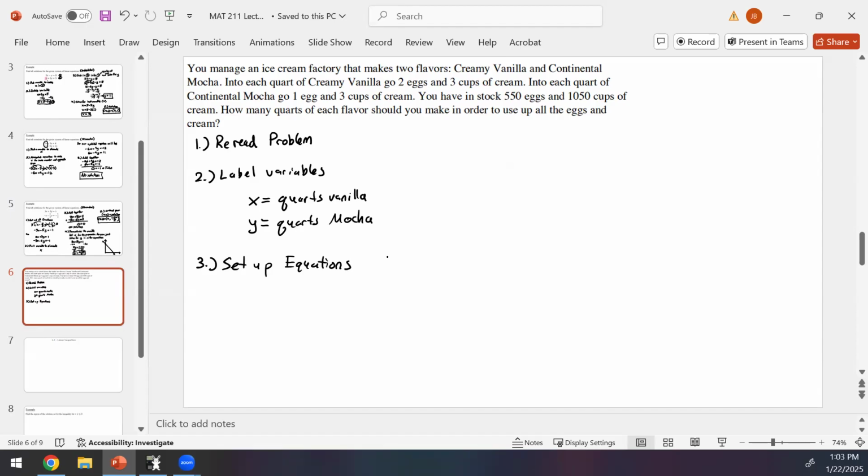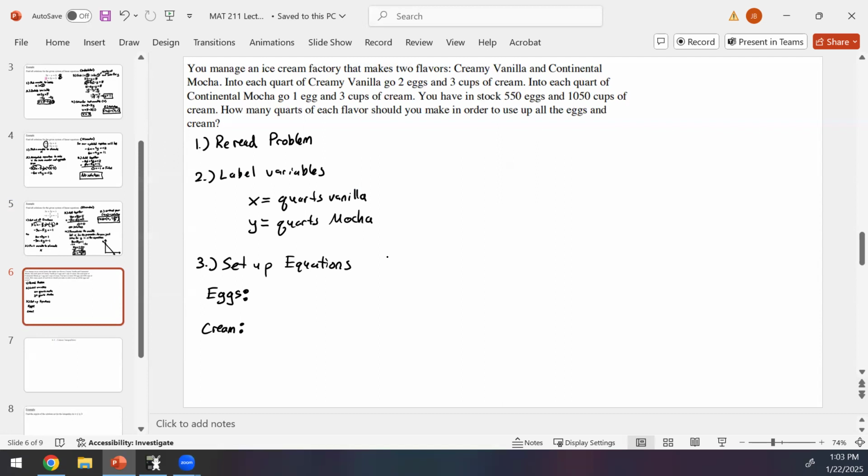And then that's where it gets challenging, because now you have to use a little bit of English logic, like, okay, half, more than, difference. Those problems can be more challenging. So this is more of a straightforward problem. Basically, we're going to have one equation for the eggs and one equation for the cream.